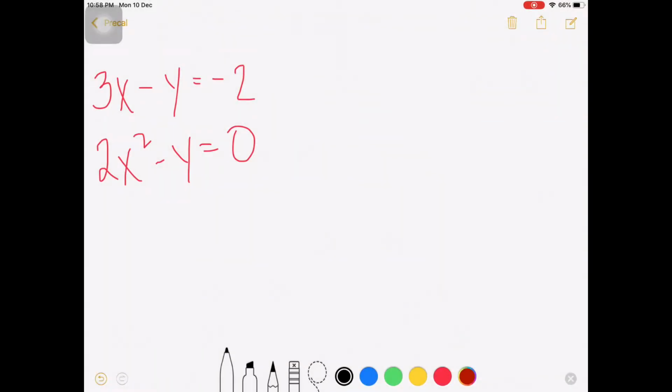So here in our first example, we have these two equations on our screen. The first one is 3x minus y is equal to negative 2. Then we have 2x squared minus y is equal to 0. First we have to identify what type of equations they are. The first equation is obviously a line, and the second one is obviously a parabola because of the x squared.